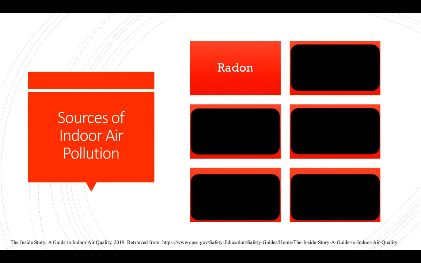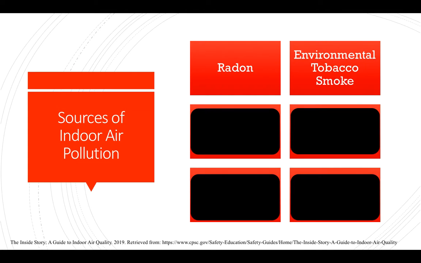So to elaborate, I'm going to look into the six main sources of indoor air pollution. The first one is radon, which is a colorless, odorless, and radioactive gas that can cause lung cancer. It is estimated to contribute to anywhere from 7,000 to 30,000 lung cancer deaths annually. Environmental tobacco smoke, or ETS, is a complex mixture of smoke that comes from over 4,000 compounds and is often referred to as secondhand smoke.